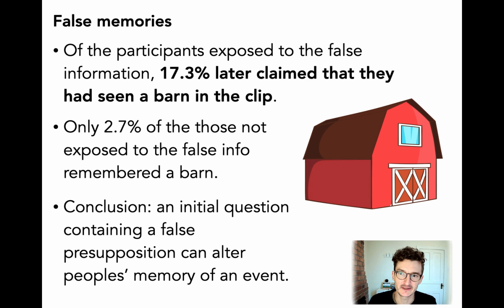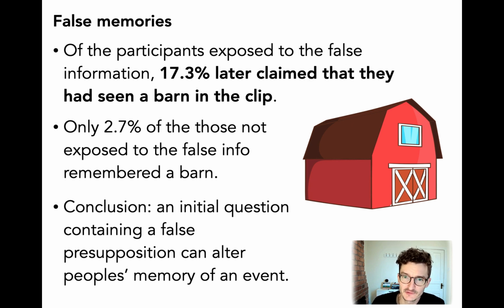So 17% later claimed that they had seen a barn in the clip, simply because she had used the word barn in her question. 3% of those not exposed to the false information remembered a barn. So this didn't happen by chance. This was really caused by her insertion of that false information into her question. And so the conclusion of the study, right, is that you can actually implant memories into people through the way that you ask them about their memory.